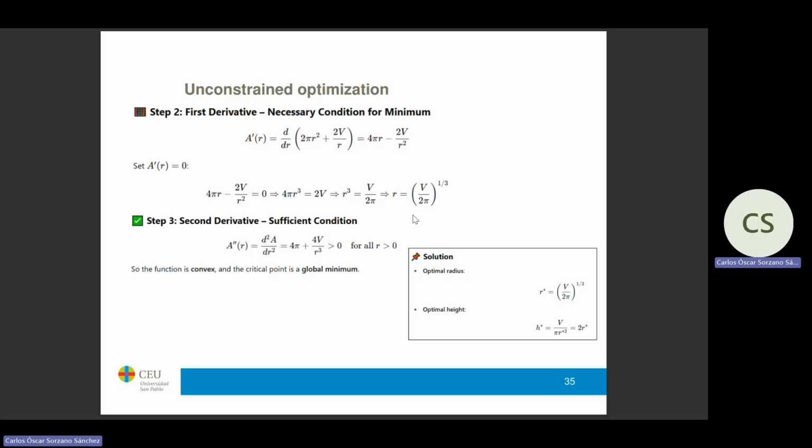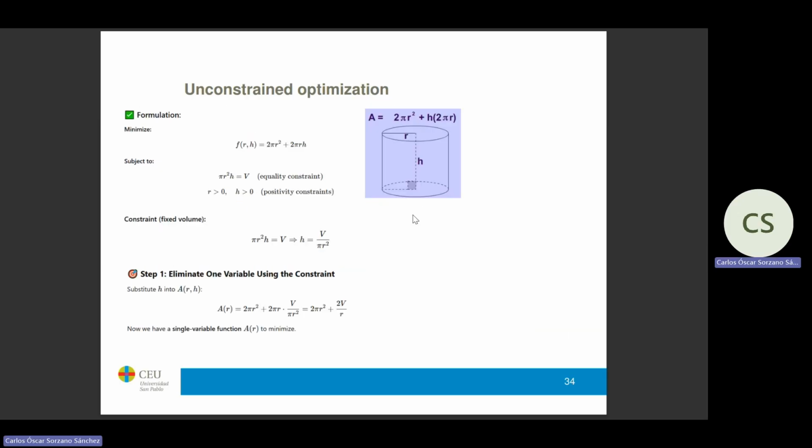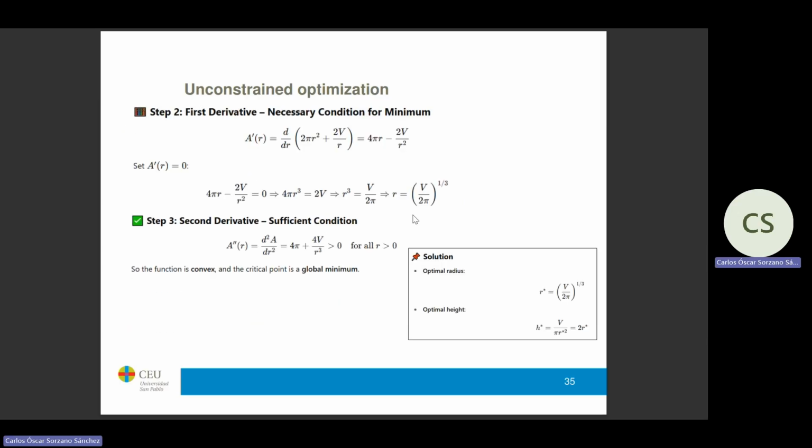Now we set it to zero, and then you solve for r and get this. So now we know what the radius is. And if you know the radius, you know the height, because the height came from the constraint. So simply substitute, and now you know the radius and the height. Okay, good.